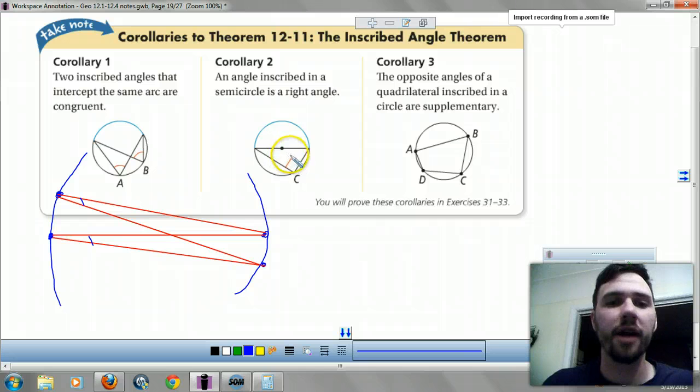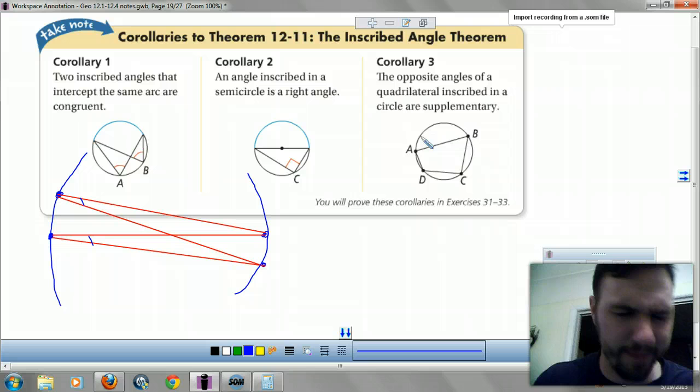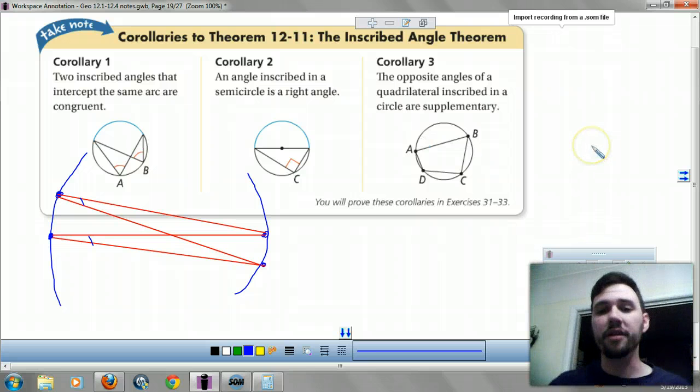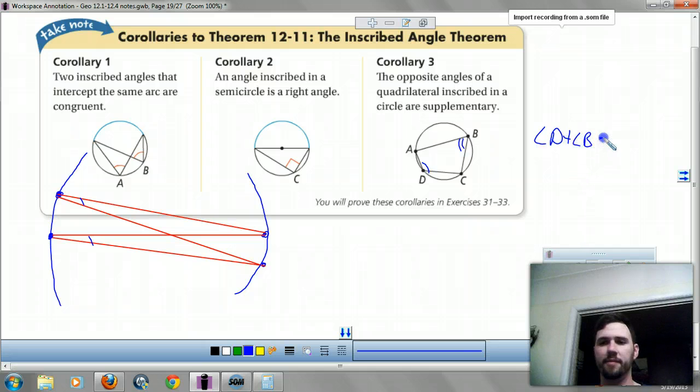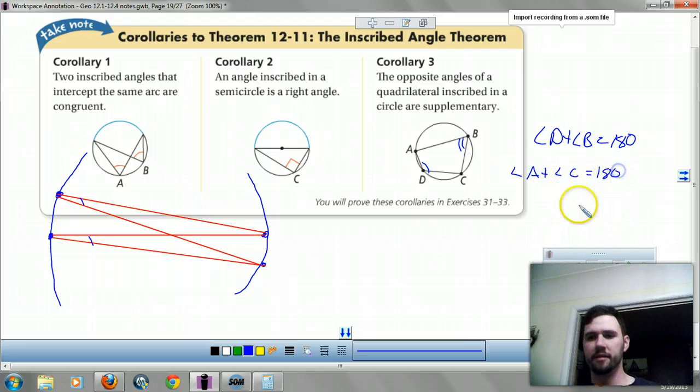If an angle's inscribed and it makes a half circle, it's 90 degrees, because half of 180 is 90. That's a silly one. The next one is, if you take a quadrilateral and you inscribe it, the opposite angles are supplementary, they add to 180. So like angle D plus angle B is 180, and angle A plus angle C would be 180. Okay?